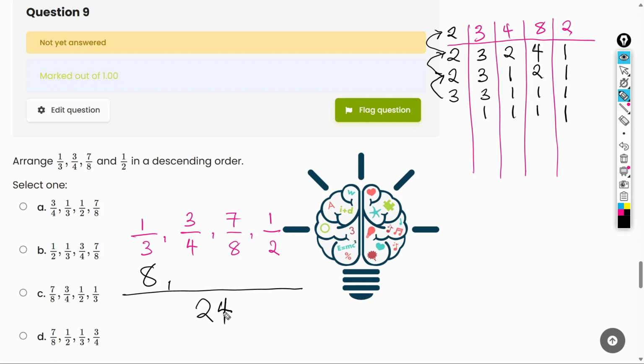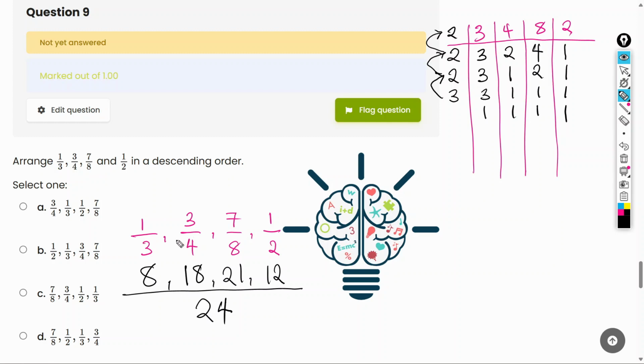4 into 24 is 6. 6 times 3 is 18. 8 into 24 is 3. 3 times 7 is 21. Then 2 into 24 is 12. 12 times 1 is 12.